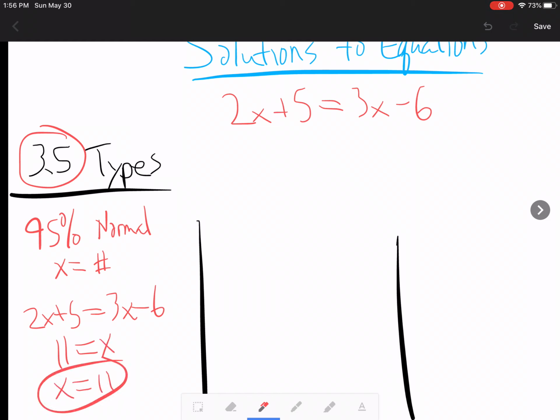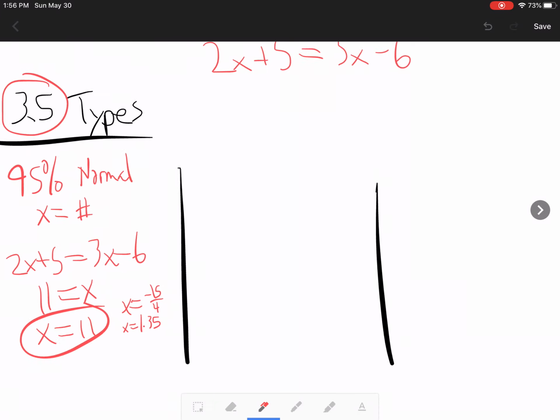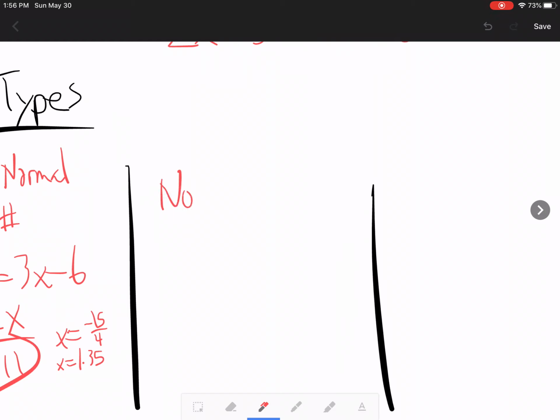Totally normal, okay? And it's no different if x was equal to, let's just say, negative 15 over 4, or if x equals 1.35, whatever it might be. These are your normal solutions, and we've been dealing with this for the longest time now. Now, one of the special cases we have is no solution.